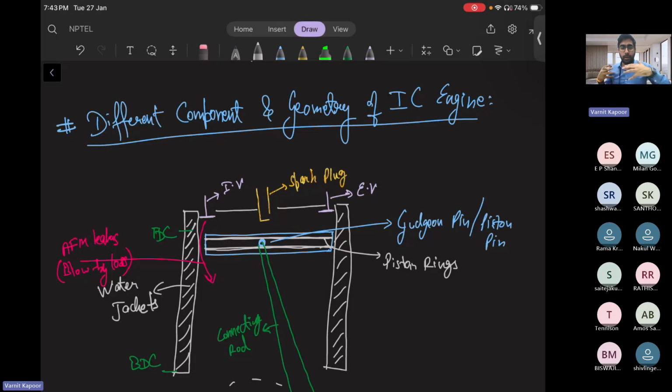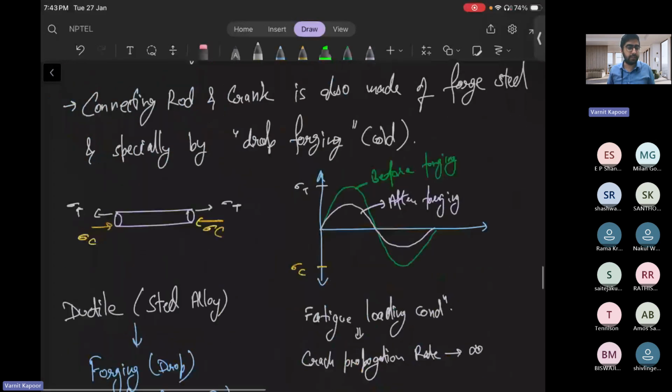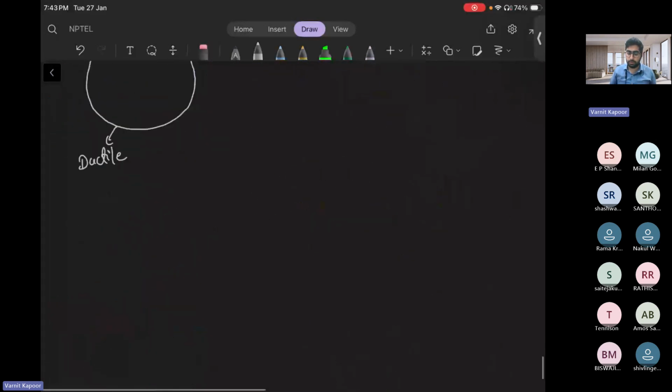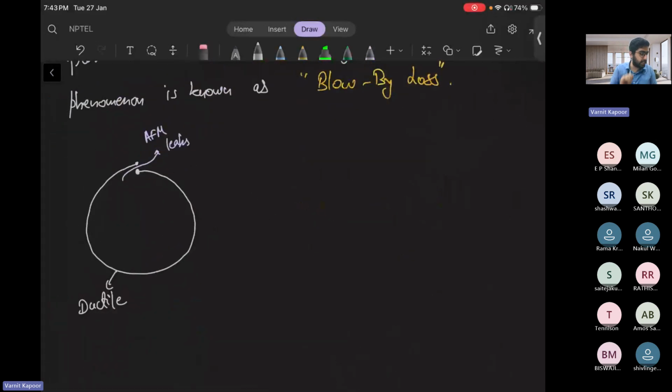Because opening an engine is not a very easy thing all the time. So the manufacturer takes care of everything. Factors of safety are already involved. So air fuel mixture leaks out. So what you do in this piston ring is you add some silicon balls in this ductile material.